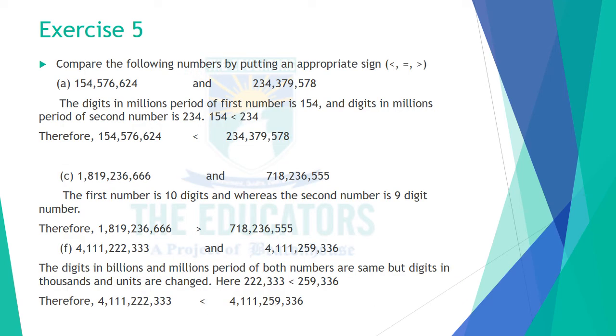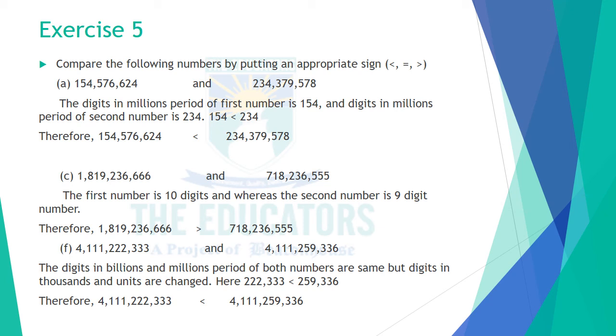Exercise 5. Compare the following numbers by putting an appropriate sign: less than, equal to, greater than. Part A, 154,576,624 and 234,379,578. The digits in the millions period of the first number are 154 and the digits in the millions period of the second number are 234, and we know that 154 is less than 234. Therefore 154,576,624 is less than 234,379,578.